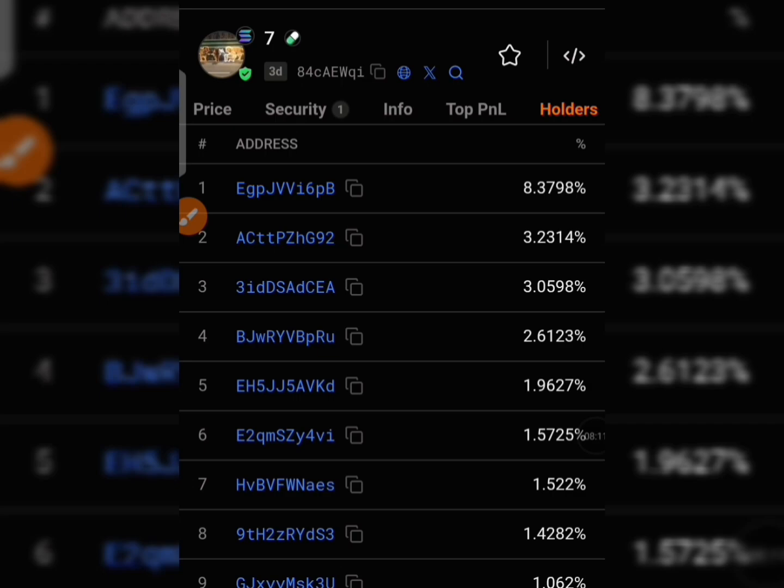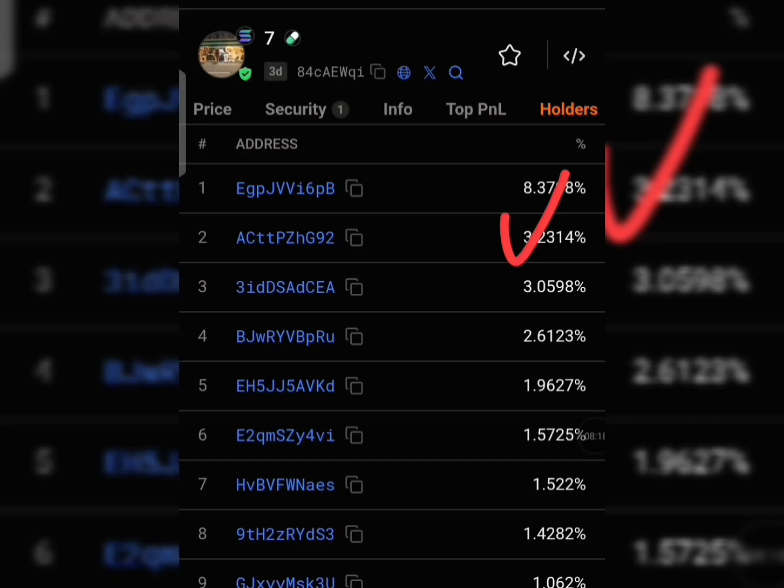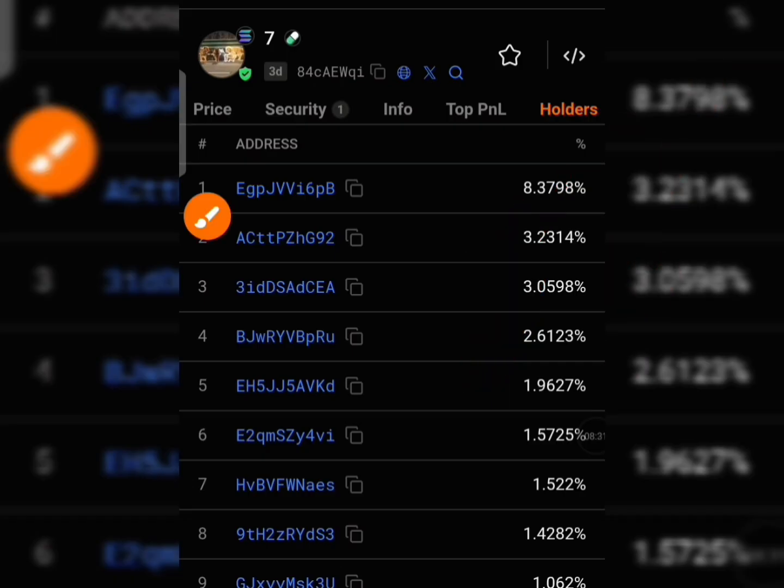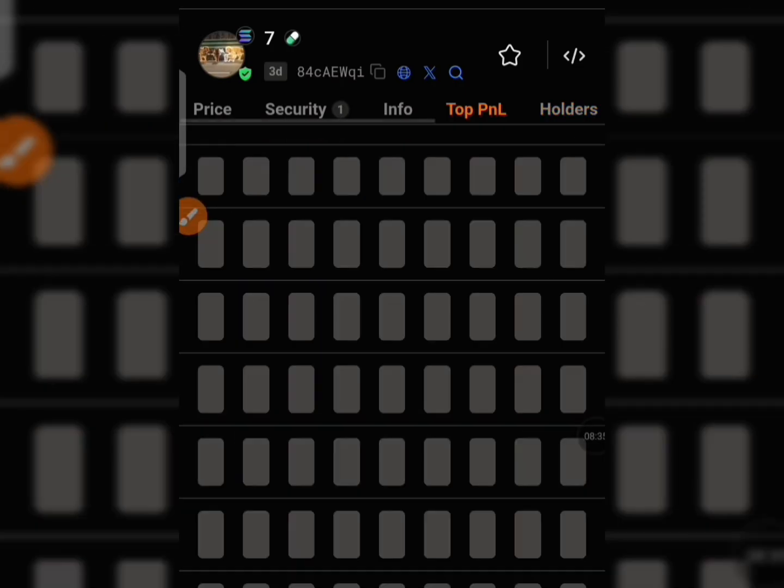So the number 1 person here is holding 3.2%. This one is holding 3.0%. This one is holding 2.6%. This one is holding 1.9%, and then 1.5, 1.5, 1.4, 1.4, 1.4. So when you check these holders, the next thing that you are going to be checking is the top PNL.